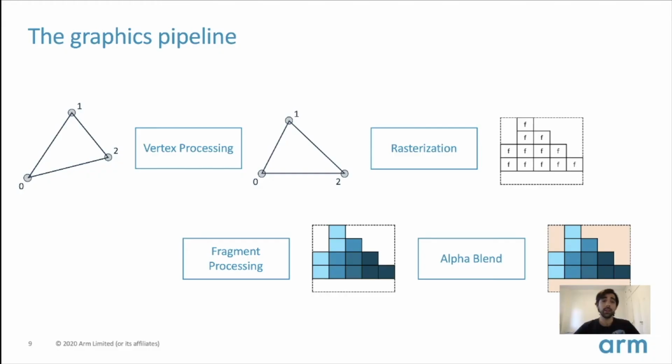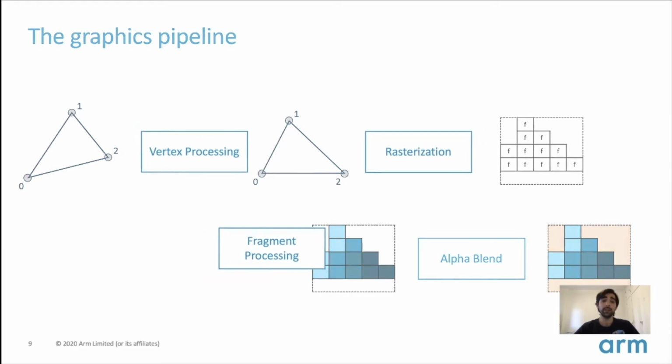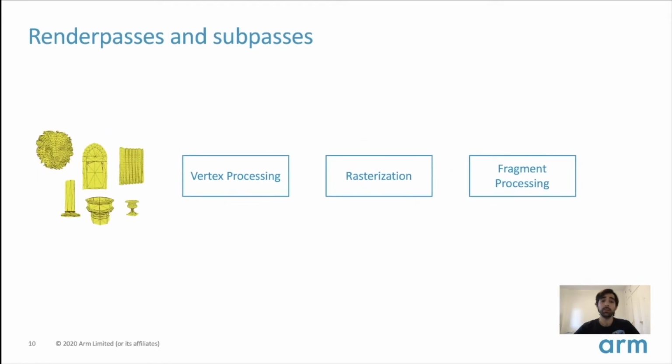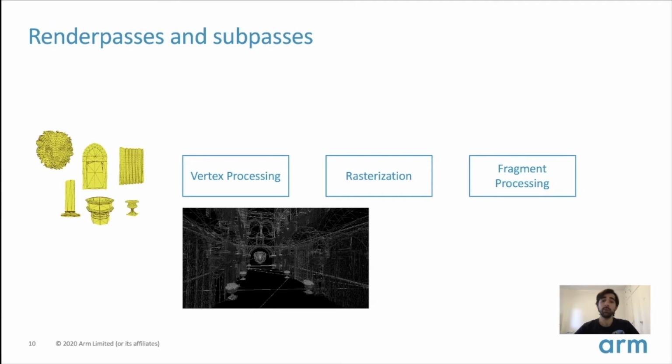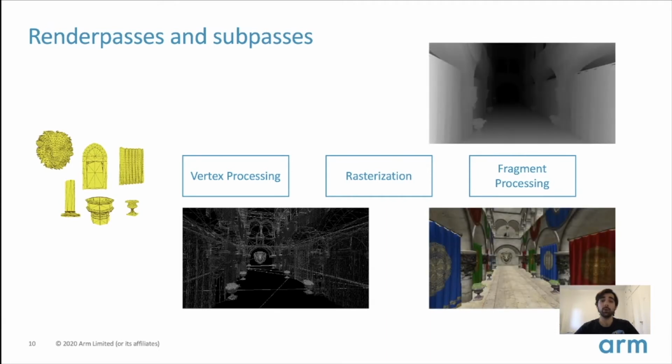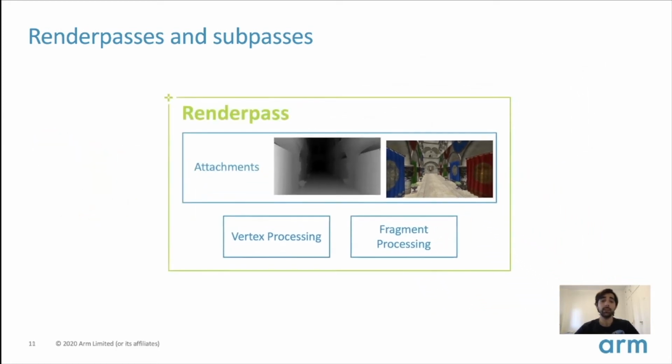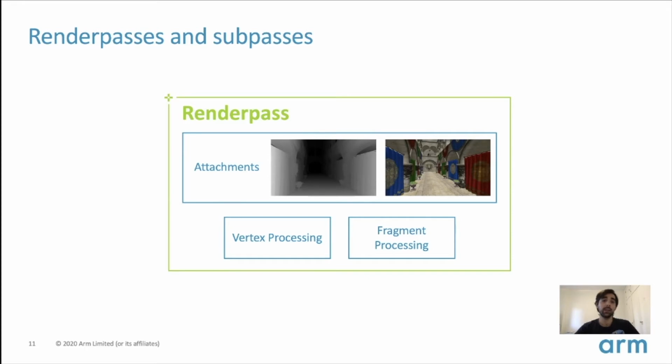So to set the scene, you're probably already familiar with the graphics pipeline. We're going to be focusing on render passes, and for that we need to look at the vertex and fragment processing stages. So for a simple scene, we know that we have our geometry, and once it's transformed, it will be rasterized, and then we have to work with attachments. In this case, we have a depth attachment and a color attachment for doing the fragment processing. Now, this collection of attachments and operations that we carry out is what is known in Vulkan as a render pass. And render passes can consist of one or more subpasses.